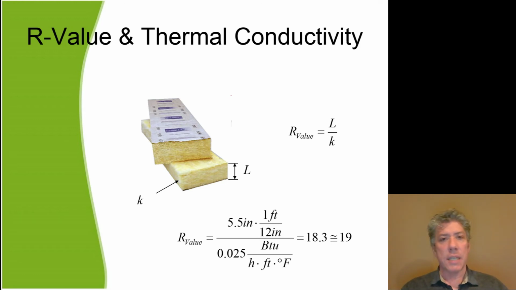And it comes out to 18.3. My thermal conductivity may be a little off, or marketing may have got a hold of this number and just rounded it up to 19 for fun. But R19 really means 19 hours feet squared degree Fahrenheit per BTU.